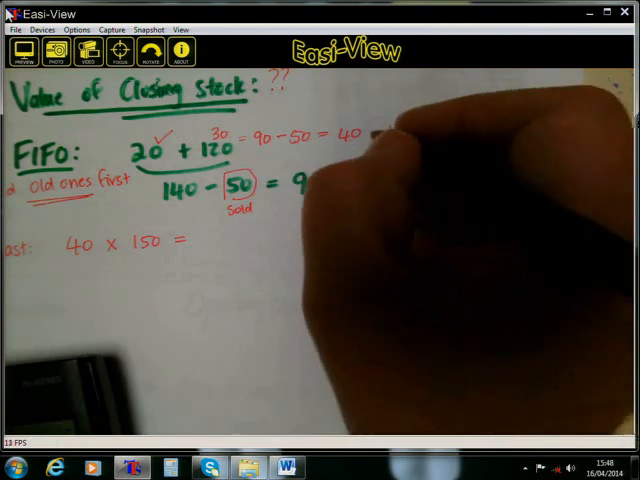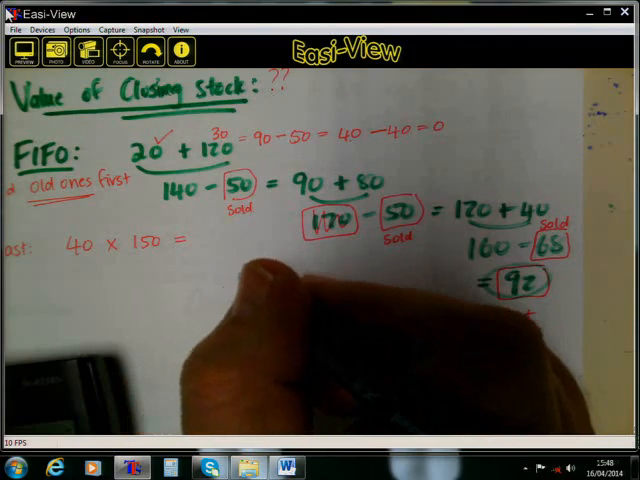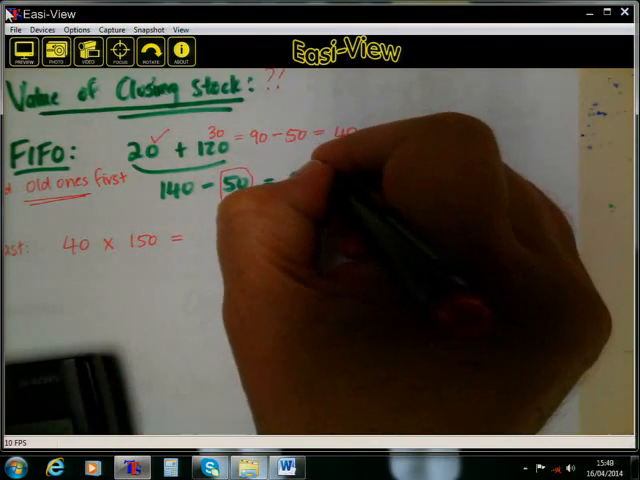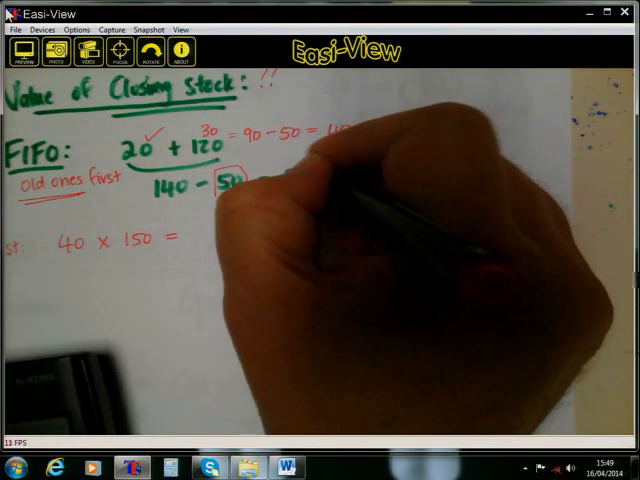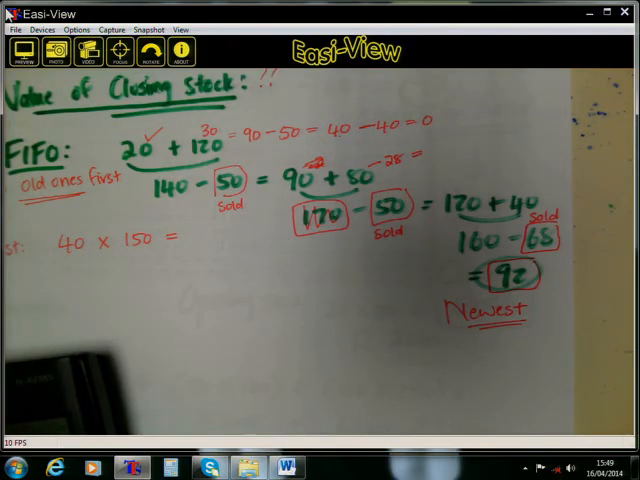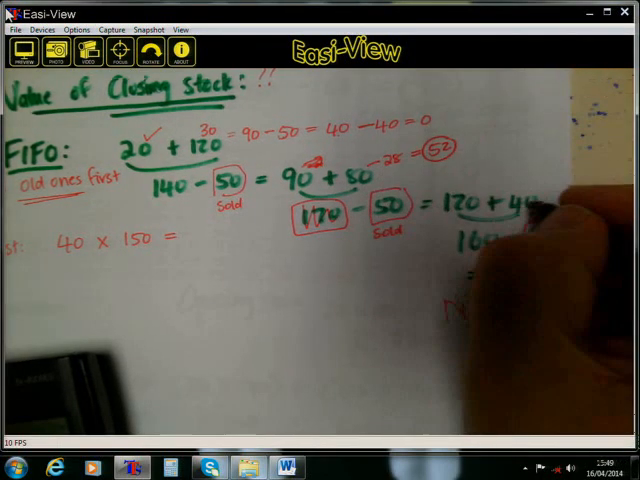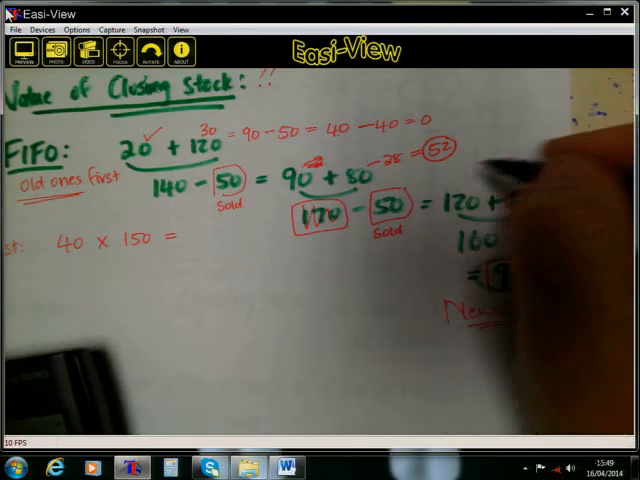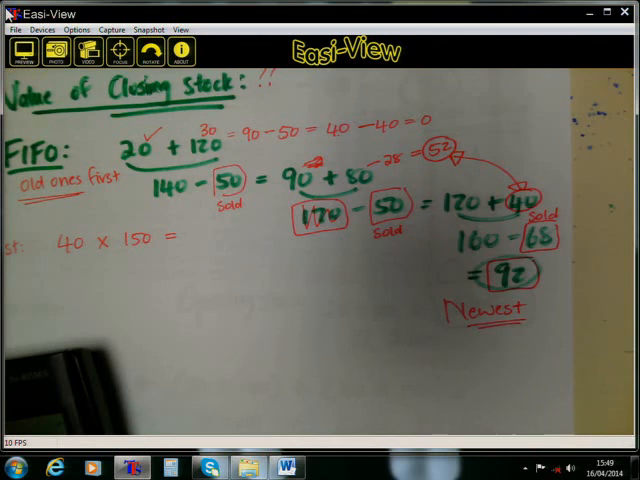Then we sold 68. We sold all those 40, and then of the new ones that we bought, we sold 28. So 80 minus 28 gives you 52. And this 40 we don't sell. Can you see the 92 there? This is the tricky way to work it out, but you must understand that we sold the first ones first.